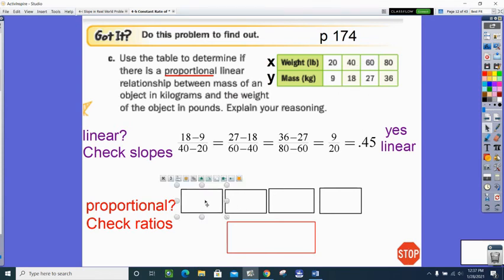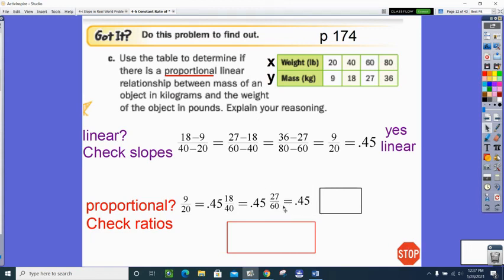All right, so the first one is 9 divided by 20. It's 0.45. 18 divided by 40 is 0.45. And 27 divided by 60 is 0.45. And 36 divided by 80 is 0.45. Hey, Mrs. Woodruff, it matches the slope. And you would be very astute in noticing that in a proportional relationship, the slope and that ratio are the same. So is it proportional? The answer would be yes.